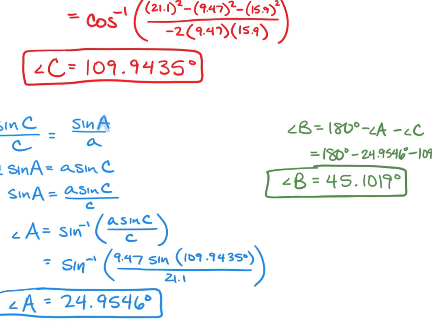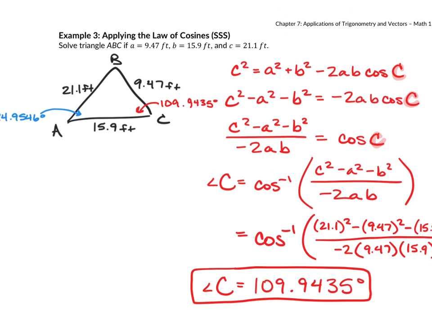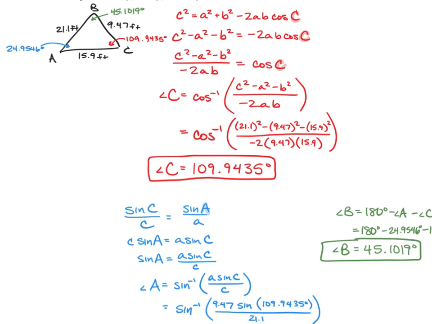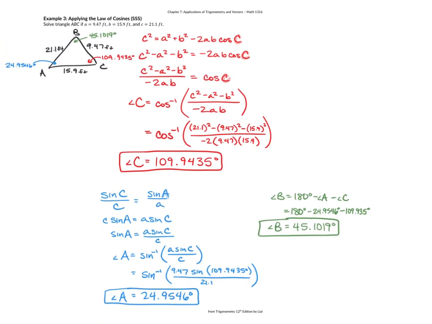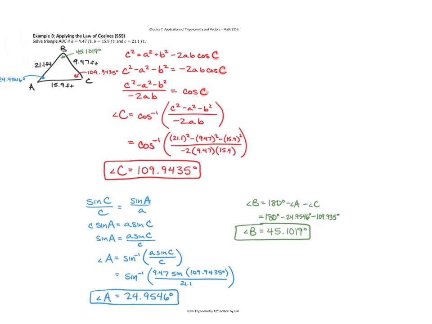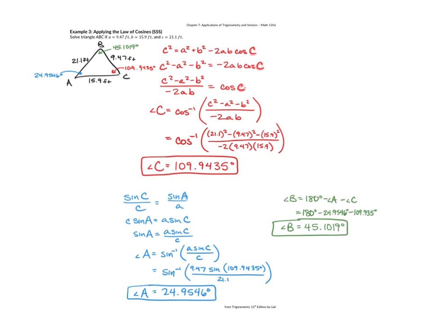I'm going to move it, but I'll put it back. That means angle B, we found the easy way, not the hard way. Voila. So again, even though this was a different presentation of information, this was side, side, side instead of side, angle, side, I still use the law of cosines, then the law of sines, then the triangle sum theorem.